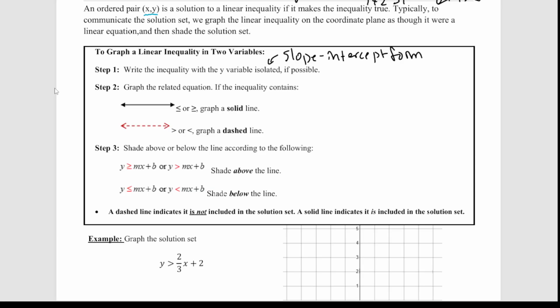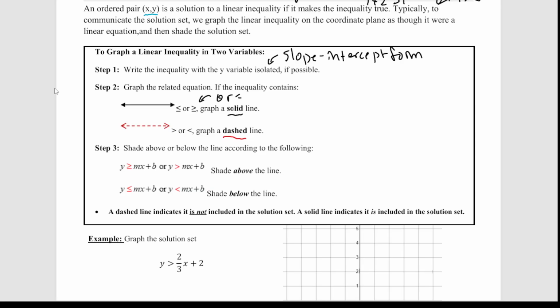Then you want to go ahead and graph that line, but then you want to keep two things in mind. If it is allowed to equal, you're going to use a solid line if you want to include the line itself in the solution set, indicated with the or equal to symbols, whether it be less than or equal to or greater than or equal to. Otherwise, you're going to use a dashed or dotted line if you're not including the line itself, but it's simply a boundary that you're getting extremely close to but not quite touching.